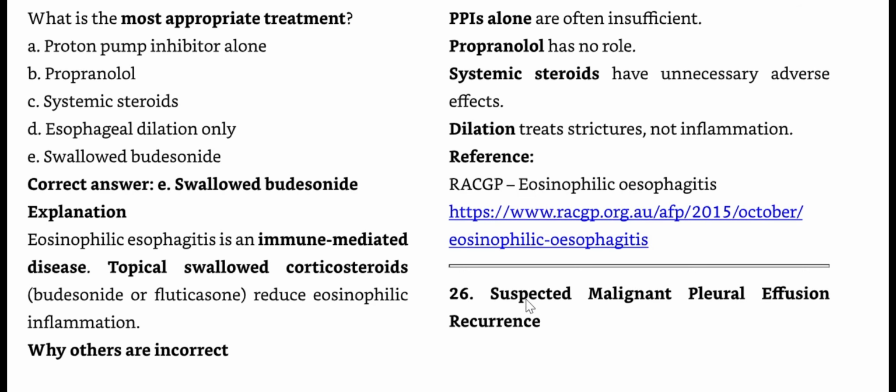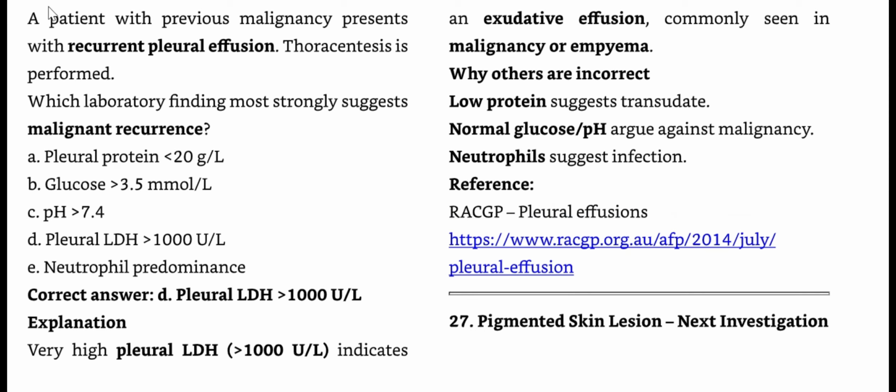This case is an example of suspected malignant pleural effusion recurrence. A patient with previous malignancy presents now with recurrent pleural effusion. Thoracocentesis is performed. Which laboratory finding most strongly suggests malignant recurrence?